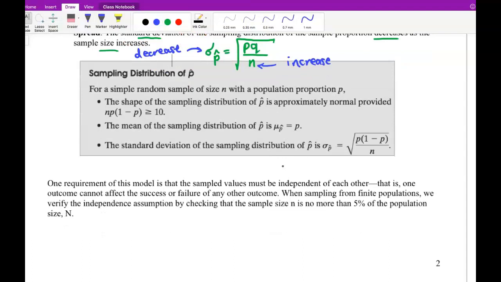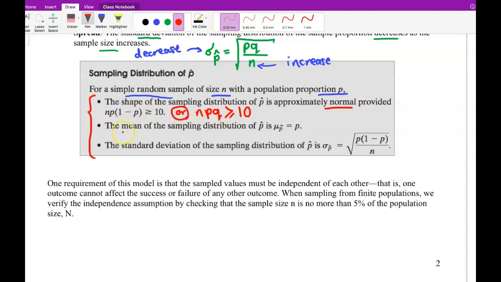Okay, then on this part we have p hat for a simple random sample of size n. So here we have a random sample, and the size is n, but the population proportion is p. The sampling distribution of p hat is approximately normal when we have this rule: n times p times 1 minus p, or n times p times q, greater than or equal to 10. Because here 1 minus p is equal to q.